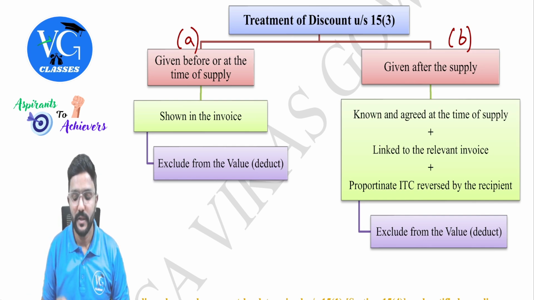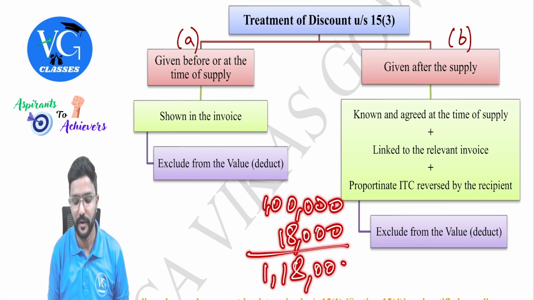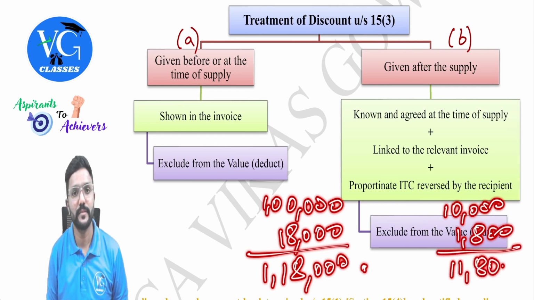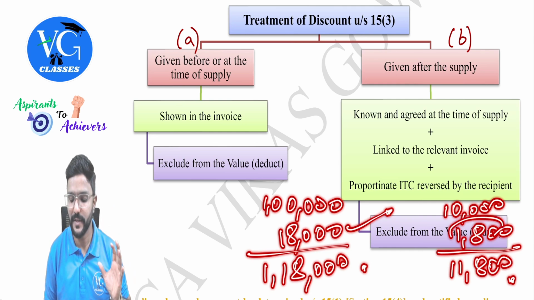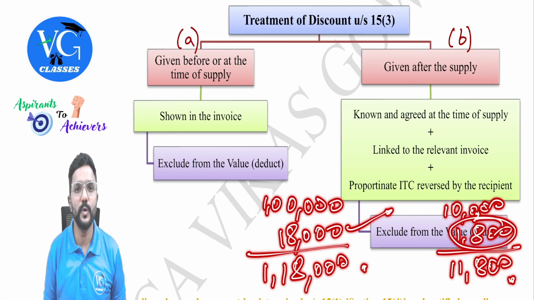For example, assume the supplier has supplied the goods for 1 lakh, on which 18,000 GST is already charged. So total invoice has been issued for 1,18,000. But later he is giving a discount of 10,000 on which GST is 1,800. Now, if the recipient has already claimed the full 18,000 credit, you need to reverse how much? 1,800. That is the GST on the discount amount. No, sir, the recipient was yet to claim credit. In that case, can he claim full credit now? No. How much credit can he claim? 18,000 minus 1,800.